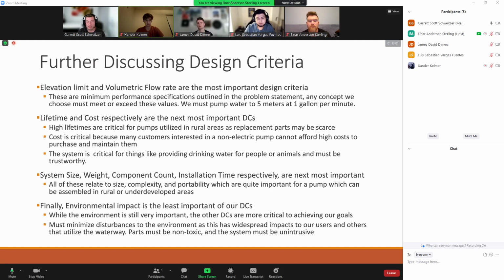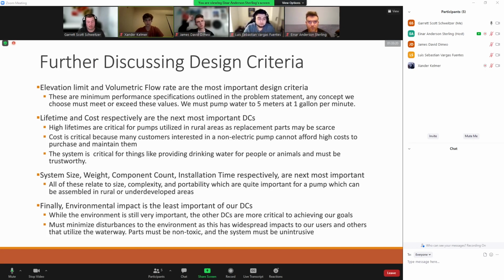So here we have, in order of importance, the design criteria fleshed out. Our elevation limit and volumetric flow rate: we need to meet the requirements of pumping water 5 meters at 1 gallon per minute, and we have to meet this above all else, so it is the most important.